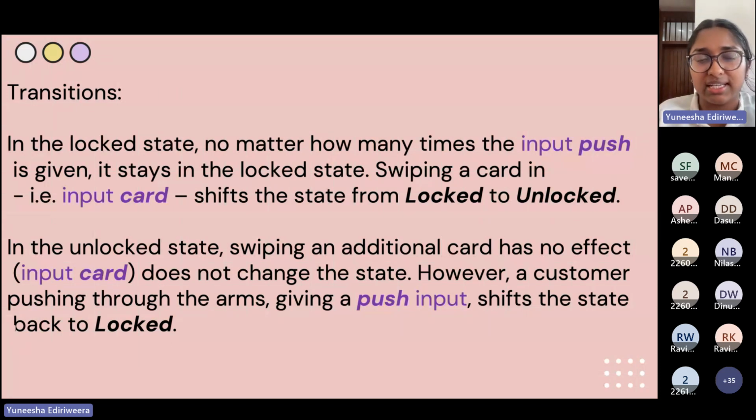Likewise, in the unlock state, no matter how many times you swipe an additional card, it won't make any change because it's already unlocked. So to make a change in the state, you have to push through the arm. So the machine understands now the person who already swiped the card is trying to exit the gate. So I have to lock my state because I am expecting a new person. Therefore, the machine state will change from unlocked to locked.